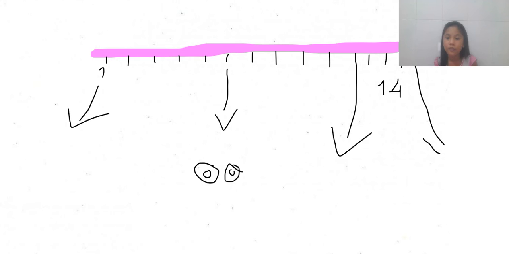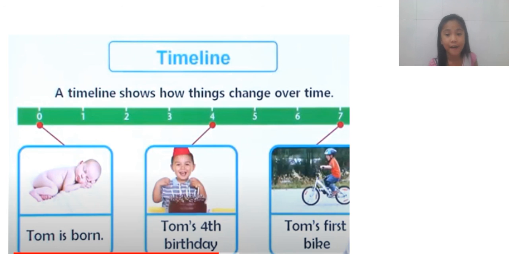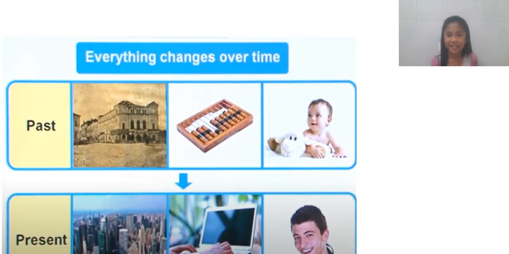And when she's 14 years old, she's now what? Can you guess? Maybe you can't. But in this time, she'd be in high school, in grade 10, right? So now it is her new time. So we've learned about timelines. A timeline shows how things change over time. And we've learned that everything changes over time.